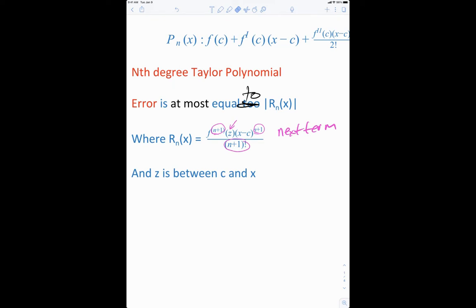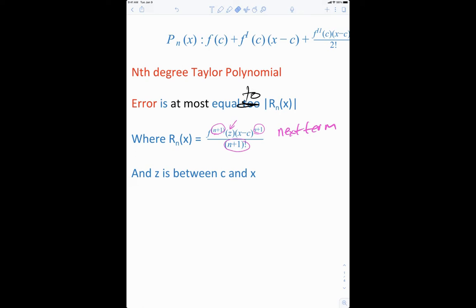And then what we're going to do is figure out what value of z between c and x makes this term as big as possible. And that's going to be my biggest possible error. It won't be the actual error. If it was the actual error, I'd know the answer, so that doesn't really make sense, but it will tell me how big the error possibly is.